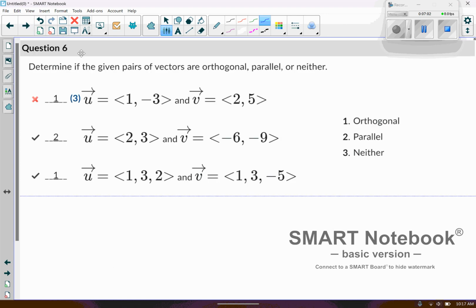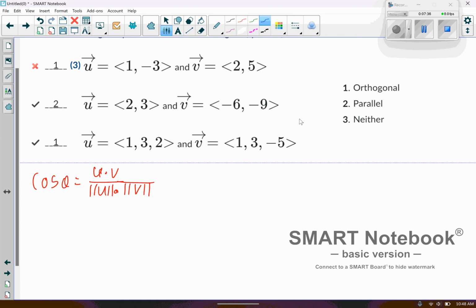All right, and then our last one, this is determine if the given vectors are orthogonal, parallel, or neither. It looks like you were able to get the second two, but the first one gave you a little trouble. So we're doing the same thing here that we did on the first problem. We have that cosine of theta is equal to the dot product of u and v over the magnitude of u times the magnitude of v. And so once again, we just have to find those pieces of information.